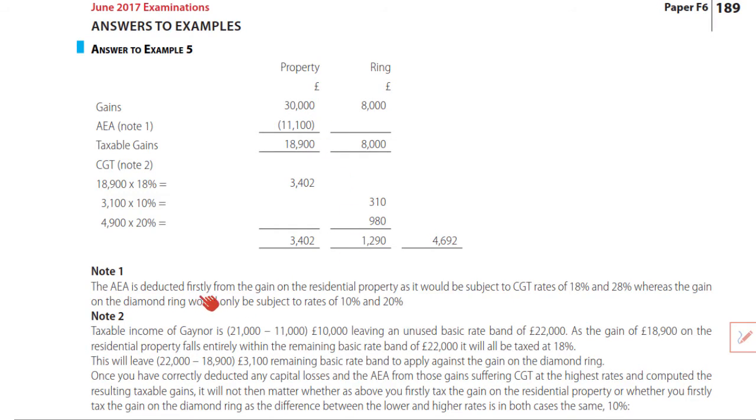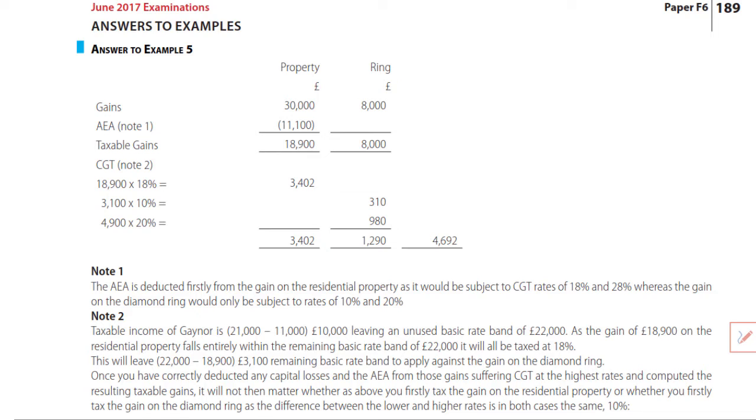What do we say in note 1 here? Deducted firstly from the gain on the residential property, as it would be subject to the higher CGT rates of 18% and 28%, whereas the gain on the diamond ring would only be subject to 10 and 20, the lower rates. The higher rates are applicable to residential property. So that is an essential deduction to apply the AEA, and had there been any losses, against the gains taxed at the highest rates. Residential property, if it exists, is always that one. Okay.